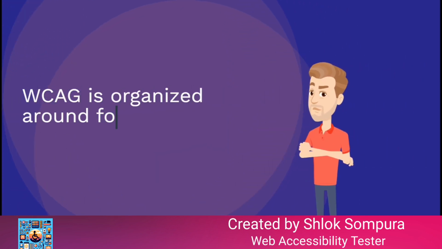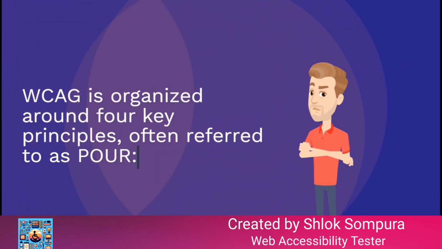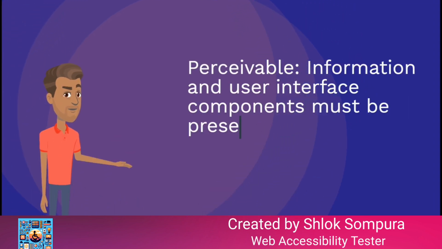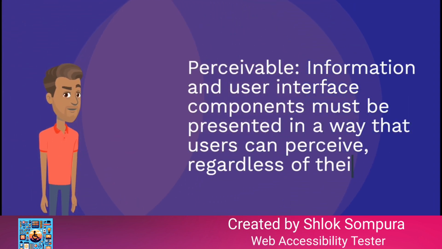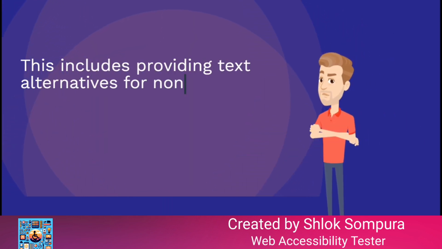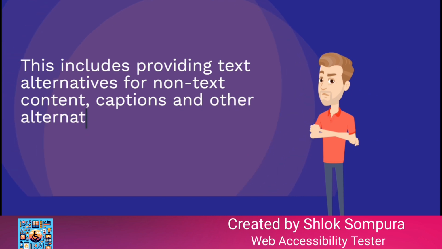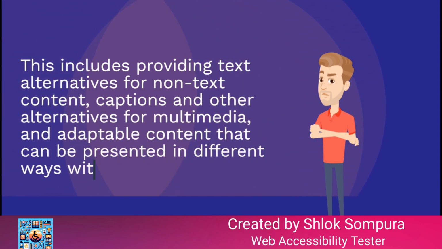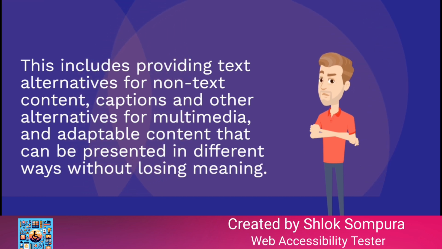WCAG is organized around 4 key principles, often referred to as POUR. Perceivable: information and user interface components must be presented in a way that users can perceive, regardless of their disabilities. This includes providing text alternatives for non-text content, captions and other alternatives for multimedia, and adaptable content that can be presented in different ways without losing meaning.